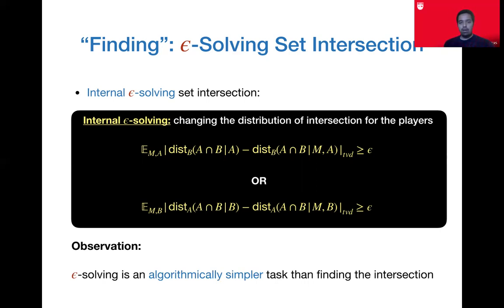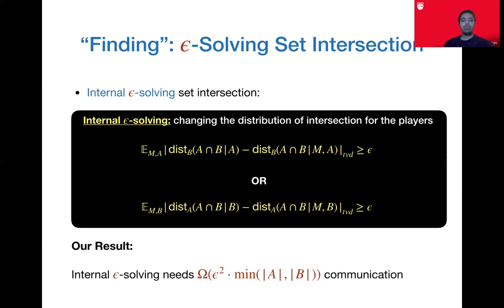And still, we are able to prove that, in fact, even this problem requires a lot of communication. Epsilon solving requires omega of epsilon squared times the minimum size of the sets. So for constant epsilon, this is still as hard as really just finding the intersection itself, asymptotically. Good. So we'll prove this in the paper.